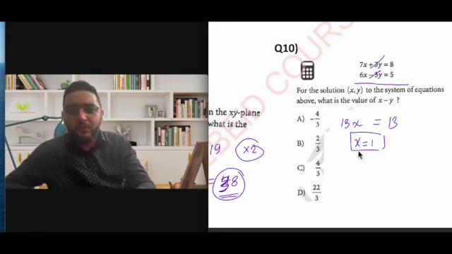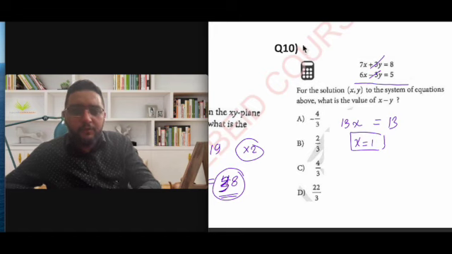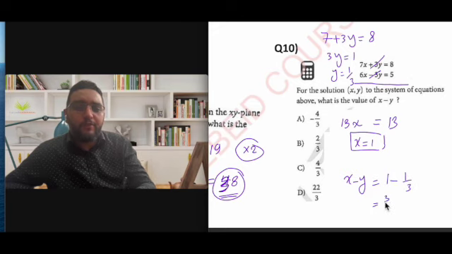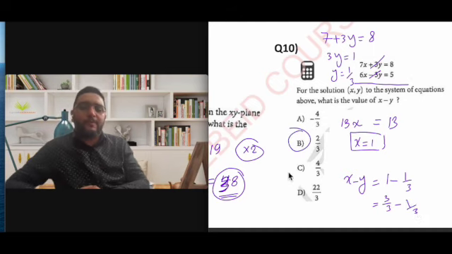Now we have x equals 1. Plug it into any equation to find the value of y. If we choose the first one, it will be 7 plus 3y equals 8. So 3y equals 8 minus 7, which equals 1. So y equals one third. Now we want to find x minus y. It means 1 minus one third. You know that 1, which is 3 over 3, minus one third equals 2 over 3. So the answer is B.